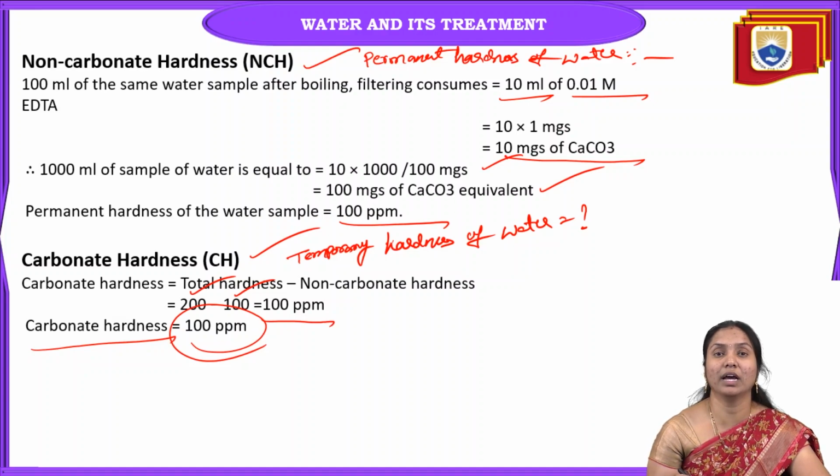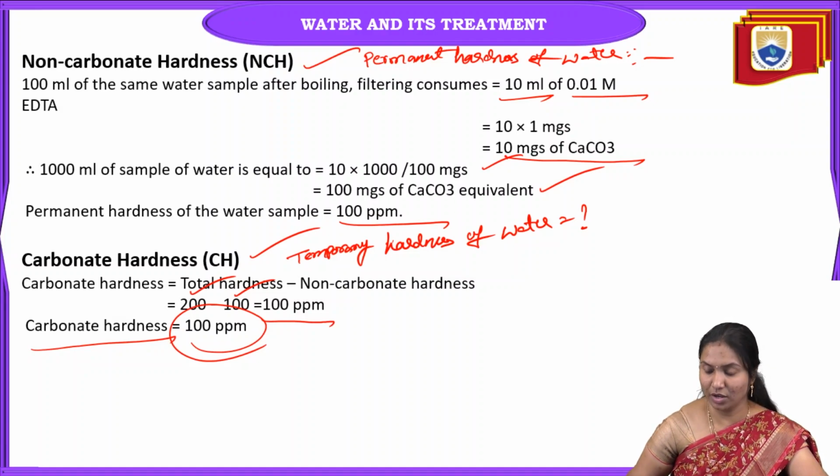So in this you have to calculate the total, temporary and permanent hardness of water. In this session we learned how to calculate the temporary hardness, permanent hardness and total hardness of a given water sample by using EDTA and EBT indicators. So I hope you understood all.